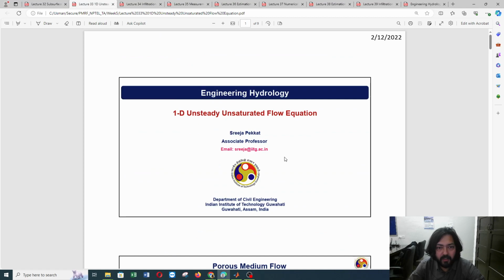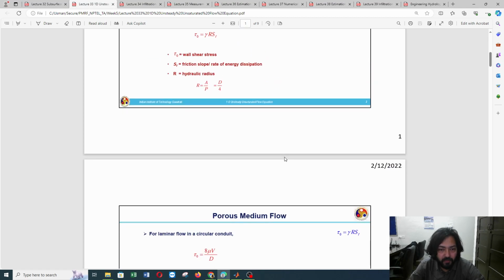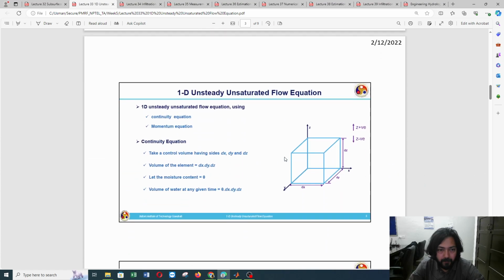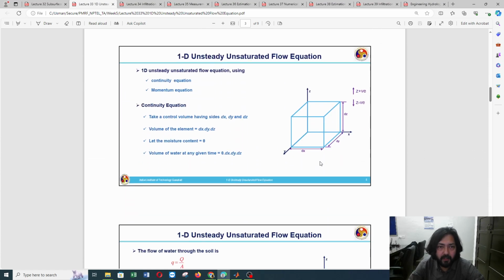Now let us see what the 1D unsaturated flow equation consists of. Just look at this figure. The 1D unsaturated flow equation relies on the principle of the continuity equation and momentum equation. As in the previous class we used Reynolds transport theorem to derive equations, here also we are going to use Reynolds transport theorem. We are going to apply it to the continuity equation as well as the momentum equation, and then add both derived equations, and that will give us the 1D unsaturated flow equation. This is a very renowned equation, also known as the Richards equation. So we are going to derive this equation now.